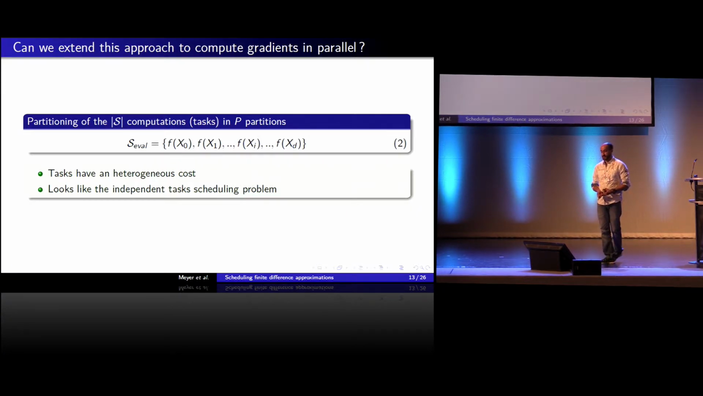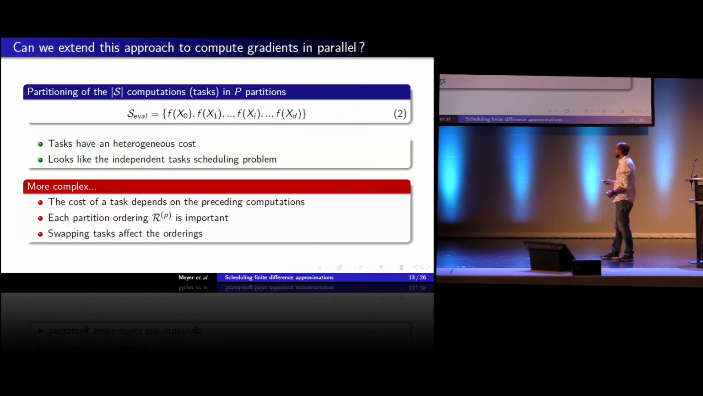It looks like the independent task scheduling problem, which is also a well-known problem, but it is not, again, because the cost of a task depends on the preceding computation. Since we have this reset operation that we have to do before computing the update, like the computation of a new perturbation, it depends on the previous task. So x_i will depend on x_{i-1}. It means that each of the partitions must have a good ordering to be efficient. The ordering is important. And when we swap tasks from one partition to another partition, we have to, again, assess the ordering of each of the partitions. So it's going to be quite expensive in terms of computation to find the best schedule, the best partitioning.